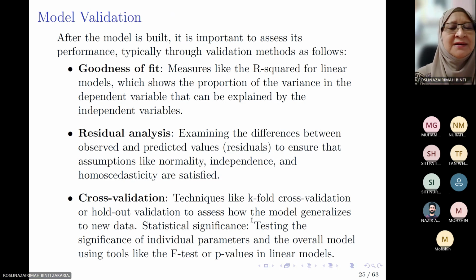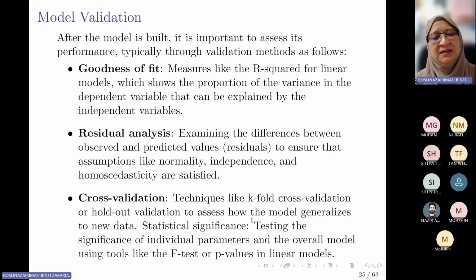Yeah, goodness of fit. That means it shows the differences between observed data and the data that we predict. Okay, and then we also have residual analysis to validate our data. We examine the differences between observed and predicted values, the residuals, to ensure that assumptions like normality, independence, and homoscedasticity are satisfied.